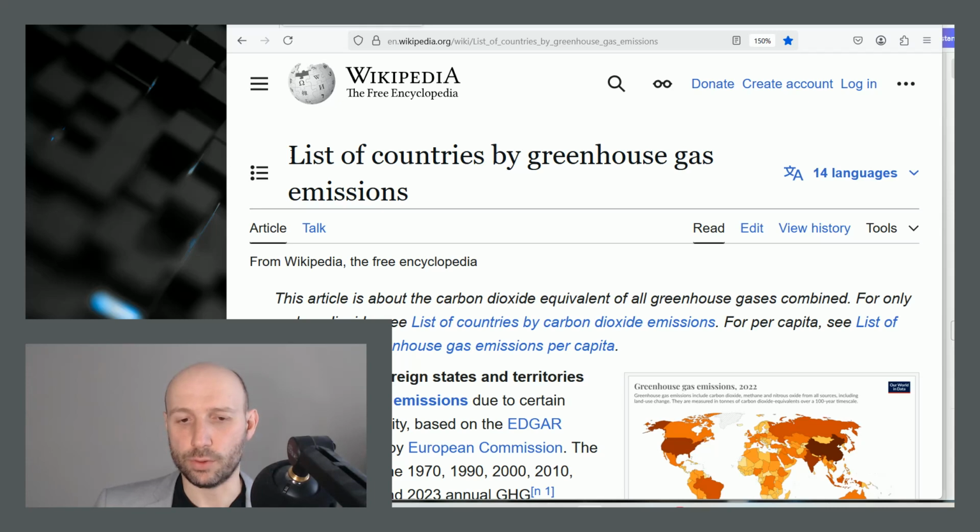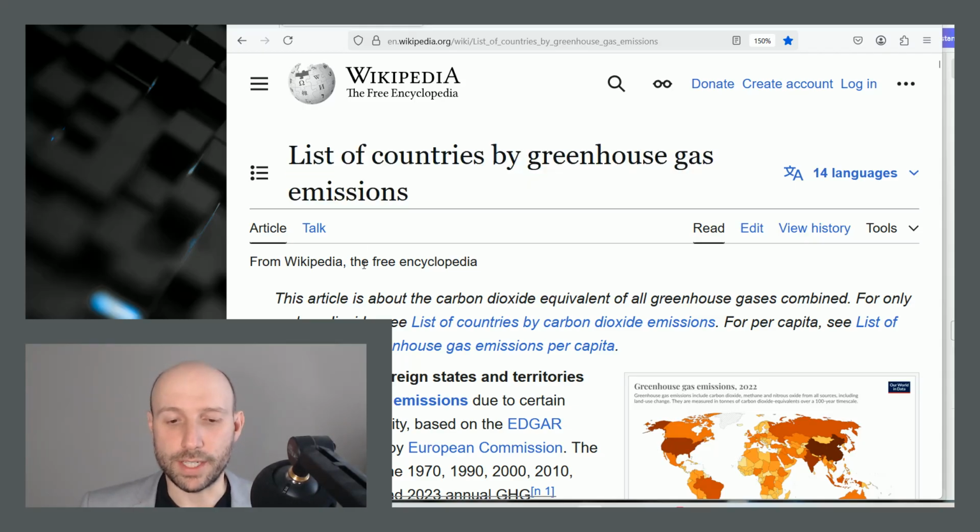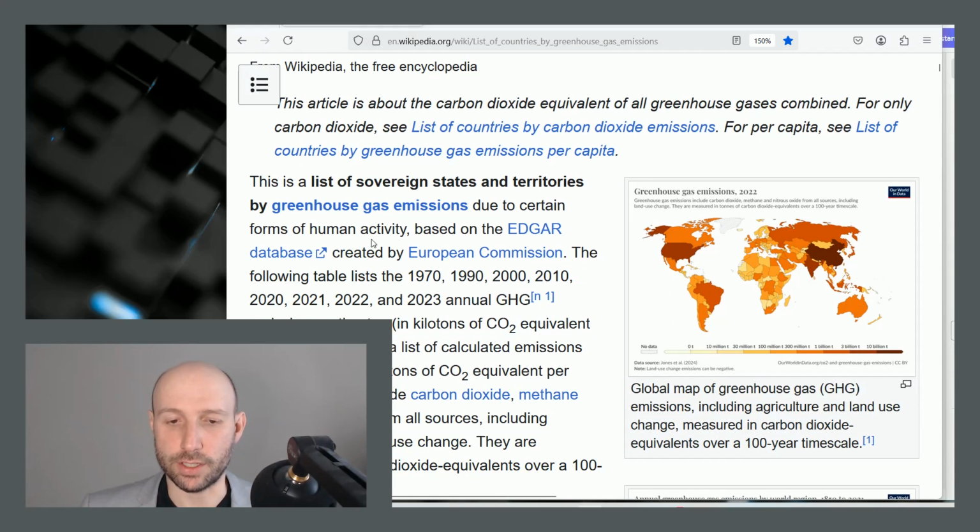So in the context of that debate, it would be useful to know, well, what exactly is Canada's contribution to global greenhouse gas emissions? Where do those greenhouse gases come from, and what effect could that potentially have on Canada's economy? So let's get into that. We'll start our journey with Wikipedia, where there is a list of countries by their greenhouse gas emissions.